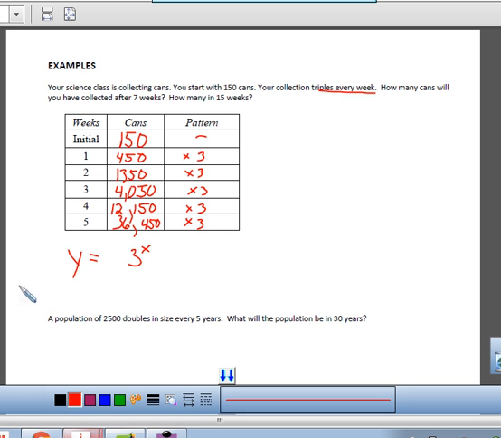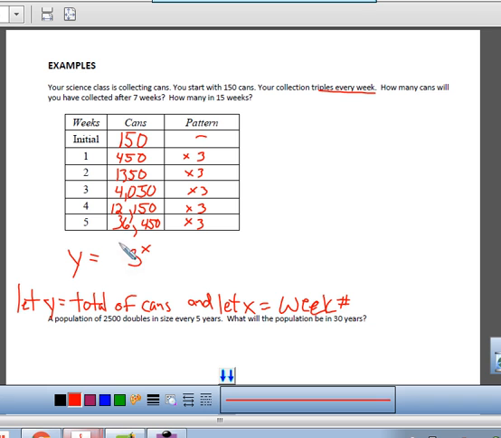So let's write our let statement. Let y equal the total number of cans, and let x equal the week number. I almost spelled week wrong.